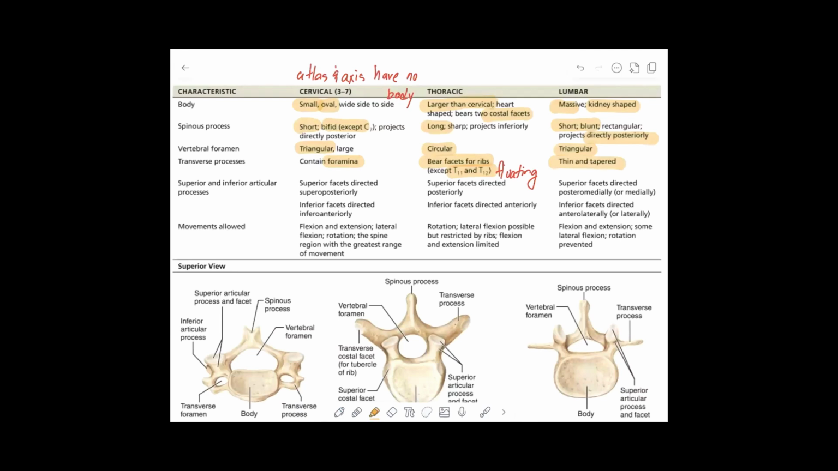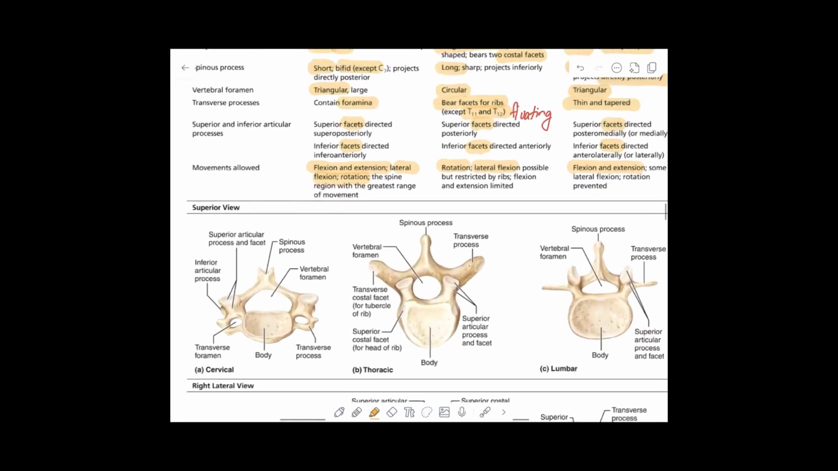The superior and inferior articular processes have these facets on them. And the facets are synovial joints that, again, allow you to flex and extend, which we'll talk more about in the next chapter. The movements allowed in the cervical are flexion and extension, lateral flexion, rotation. For thoracic, you have a little bit of rotation, lateral flexion. And then for lumbar, you have flexion and extension because of those facet joints.